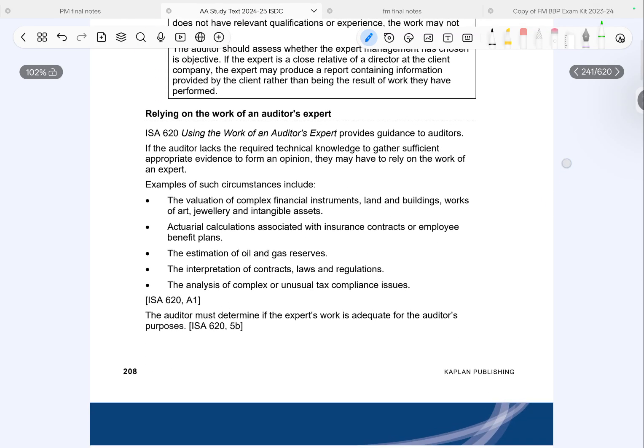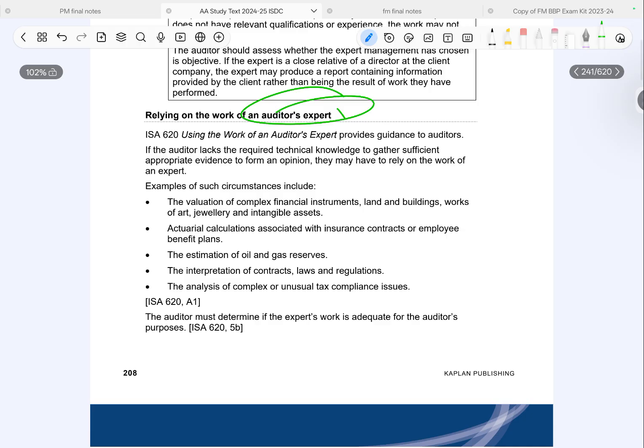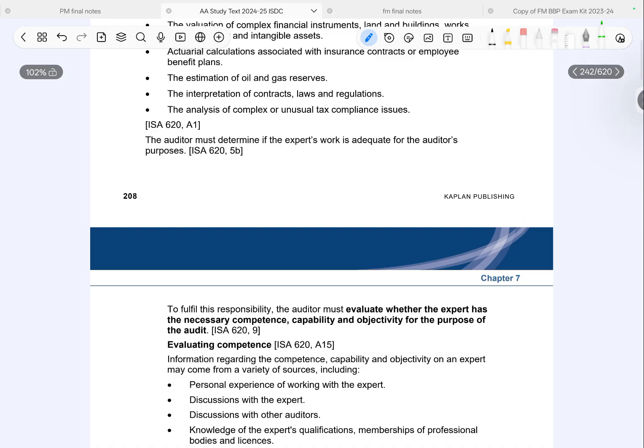Now, about the auditor's expert. This is when the auditor brings in their own expert because they don't have the technical knowledge needed. This usually happens in complex areas like valuation of property or financial instruments, actuarial calculation, oil and gas reserves, legal interpretations, or complex tax issues. But even here, the auditor can't blindly rely on them. They still have to check whether the expert's work is suitable for the audit.